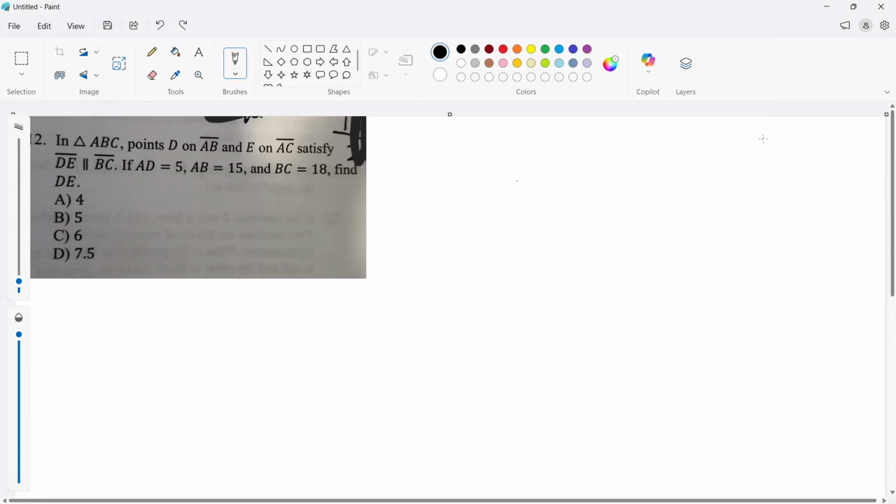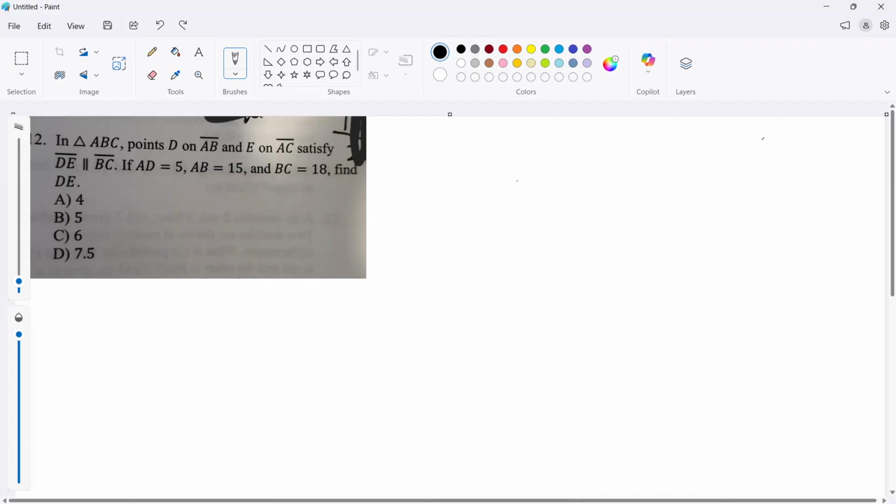This is an SAT question about triangles. In triangle ABC, points D on side AB and E on segment AC satisfy that segment DE is parallel to BC. I have no idea what they're talking about, so I think it's time to draw a picture.